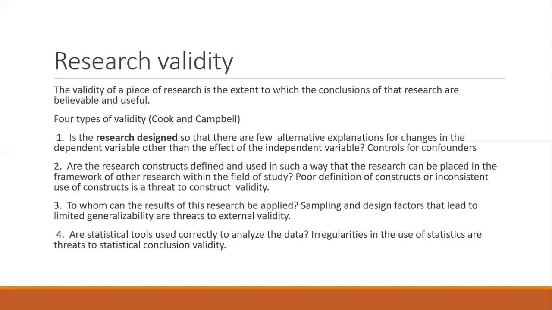The second type of validity is, are the research constructs defined and used in such a way that the research can be placed in the framework of other research within the field of study? Which means the constructs, what are they trying to measure? What is their question? So these must be clearly defined so that it can be compared to existing research. Because as all of us know, plagiarism is not allowed. So I cannot write the same question that somebody else has written, because that will become plagiarism. So I would word the same construct probably in a different way, but my study and somebody else's study would be comparable because we have studied the same construct.